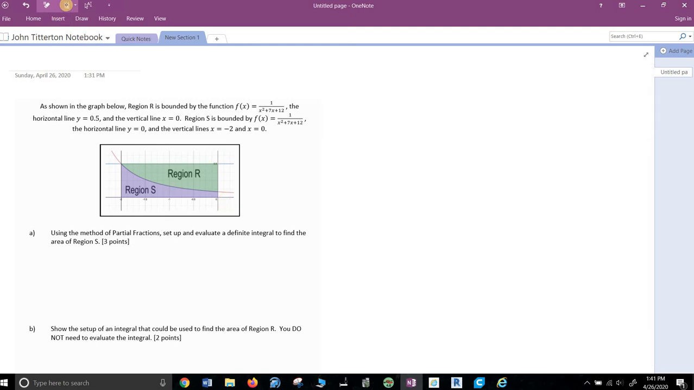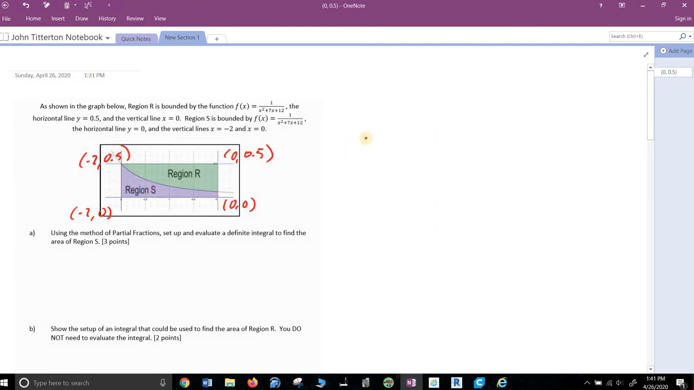Try that again. 0, 0, 0, 0.5, 2, 0, -2, 0.5. I think that's helpful. All right, it says use the method of partial fraction, blah, blah, blah, find the area of S. So what's going on with S?